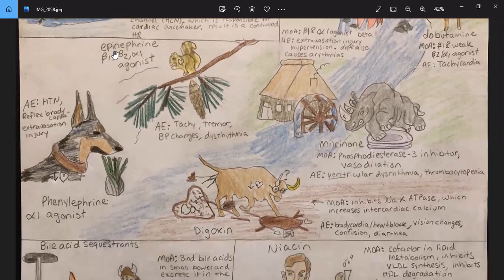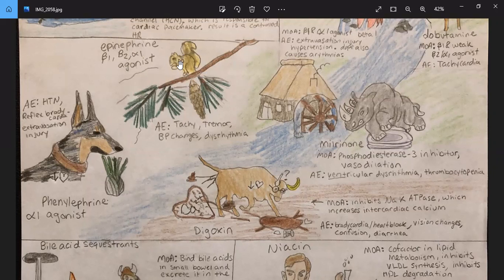Next, we'll move on to epinephrine. So we have an eastern pine branch here for E-pine, epinephrine. And there's a squirrel on it. So this is a beta-1, beta-2, and alpha-1 agonist. Not really a good way to remember this, but there are 3 separate little pine groupings here. So beta-1, beta-2, alpha-1. Adverse effects are tachycardia.